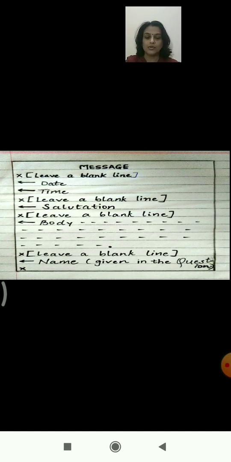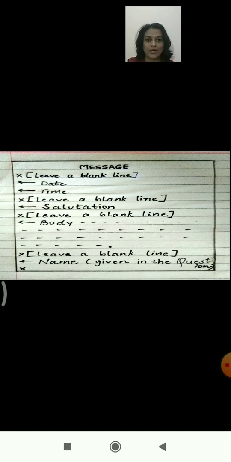So you will use 40 to 50 words. That means 3 to 4 sentences. In that you are going to complete the body content of the message. Whatever you want to inform, whatever you want to share, you are going to include in this. Again, you will leave a blank line, right? And then you are going to write the name.